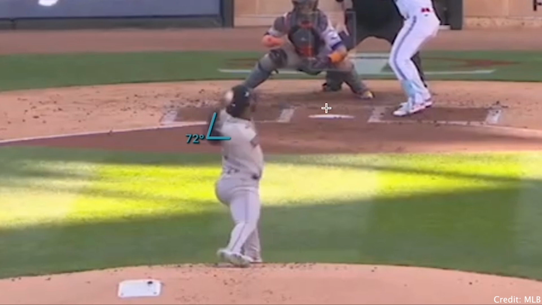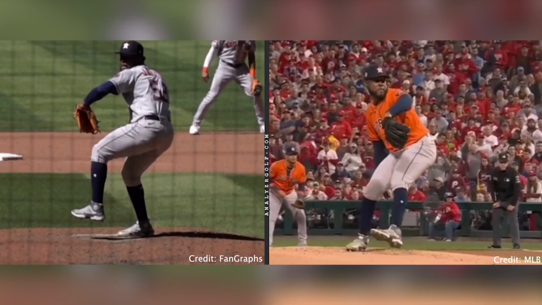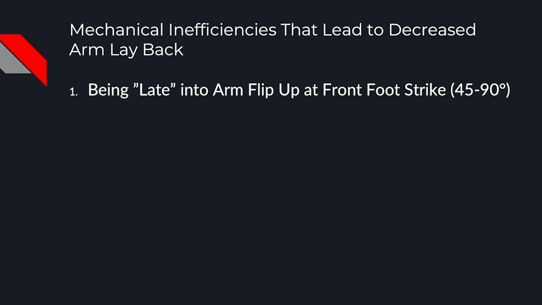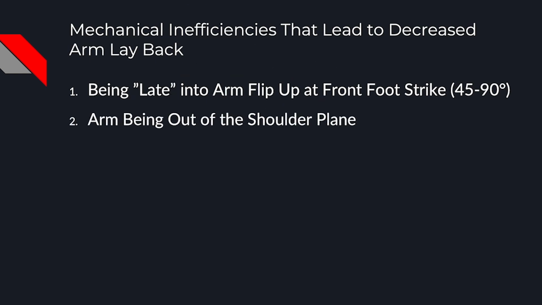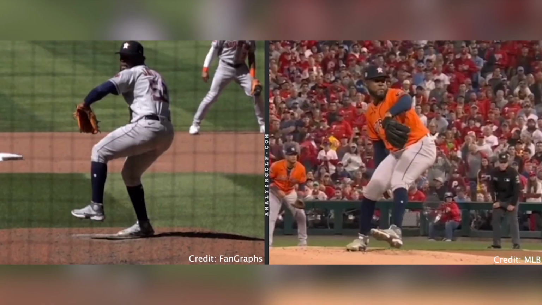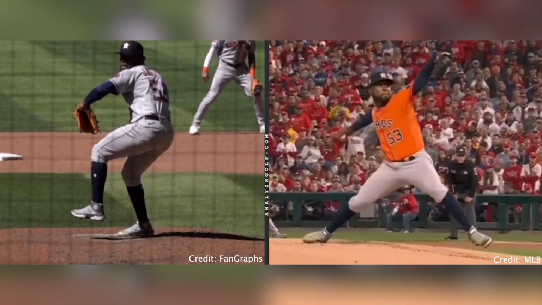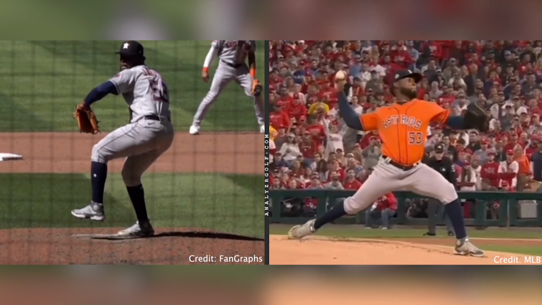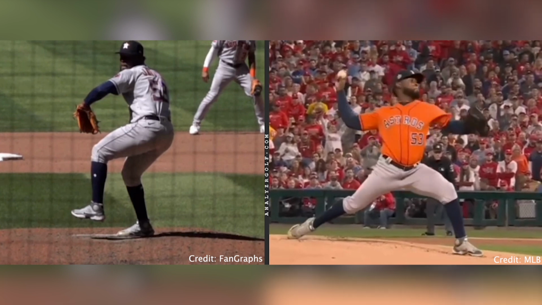So let's go to mechanical inefficiency 2. All right, guys, let's look at the second mechanical inefficiency that will lead to decreased arm layback. That inefficiency is that our arm is not in the shoulder plane from the time we get to front foot strike through the portion of arm acceleration where we achieve maximal arm layback. So let's get Christian Javier into front foot strike on the right side of the screen. We'll say he's about right there at front foot strike.